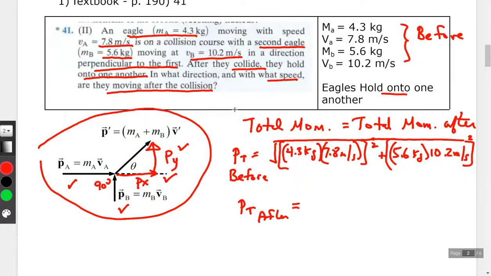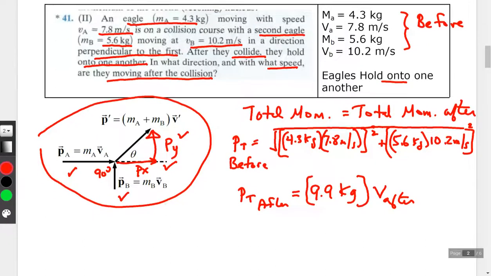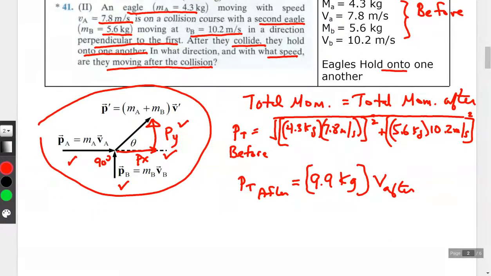Well, that equals the combined mass, 4.3 plus 5.6, 9.9 kilograms, the two eagles connected, times the velocity that we don't know, the velocity of the joined eagles after. So now it becomes a math problem. The P total before equals the P total after.